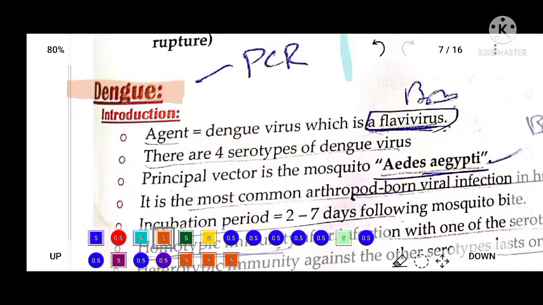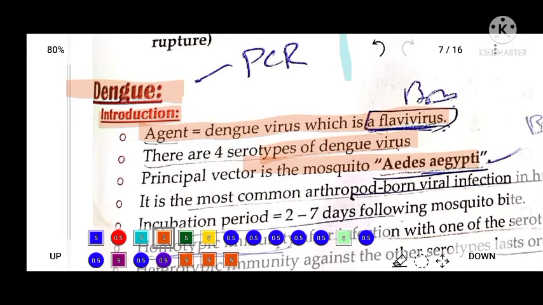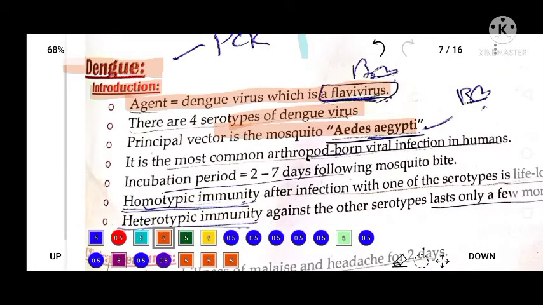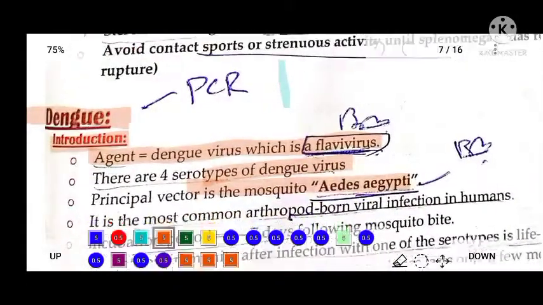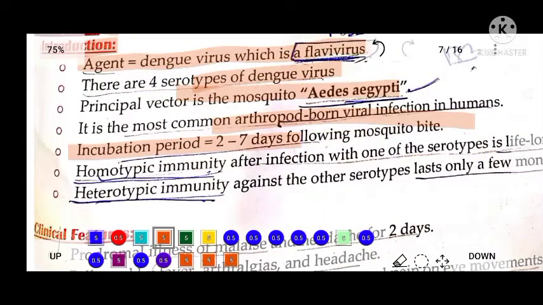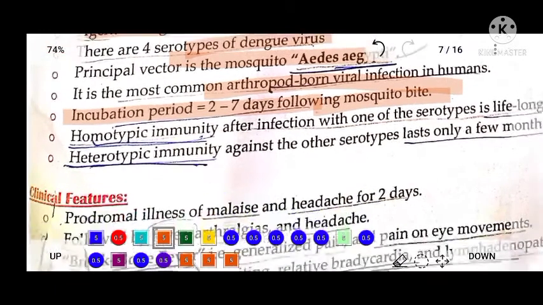Okay, so dengue is an infectious disease caused by dengue virus, and dengue virus is a flavivirus. There are four serotypes of dengue virus, and the principal vector of dengue is Aedes aegypti. The most common arthropod-borne viral infection in humans is dengue. The incubation period of dengue virus is 2 to 7 days following a mosquito bite, with heterotypic immunity.